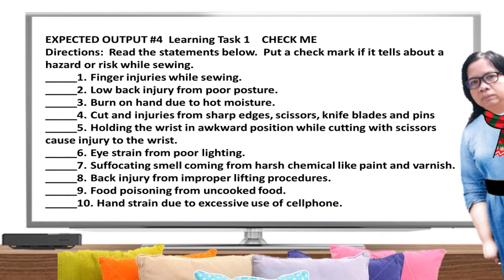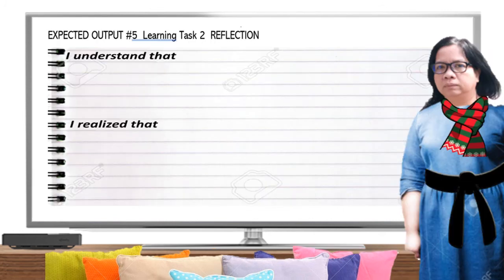Naunawaan ba? Okay, our last activity, expected output number 5, learning task number 2, title, Reflection.